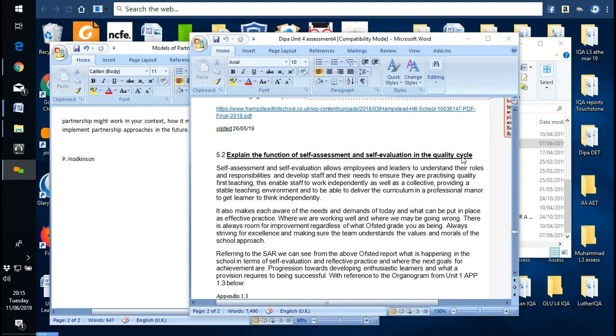5.2 is explain the function of self-assessment and self-evaluation in the quality cycle. And this is because you've got a system in place, how do we assess our position on that? We do it against the Ofsted standards. The standard will say, you should have this, and this should be in place. And there'll be a 1.1, 1.2, 1.3, 1.4.